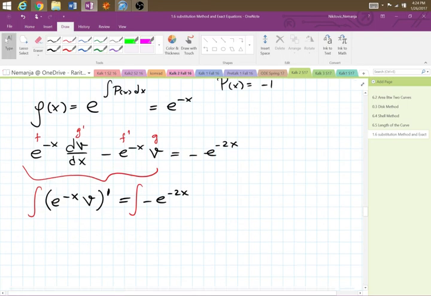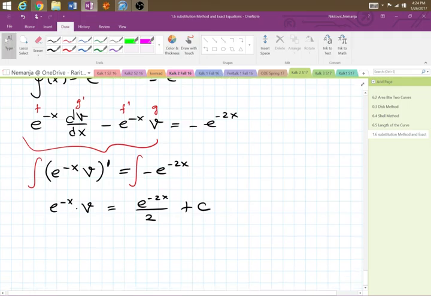On the left-hand side, derivative and integral cancel each other, so all we get is e to the minus x times v. And on the right-hand side, I integrate this. I will get negative and negative. They cancel each other out, so I have e to the minus 2x divided by 2, and then plus c. So e to the minus x will go and kill one of the e to the minus x's. So I have that v of x is equal to 1/2 e to the minus x plus c.